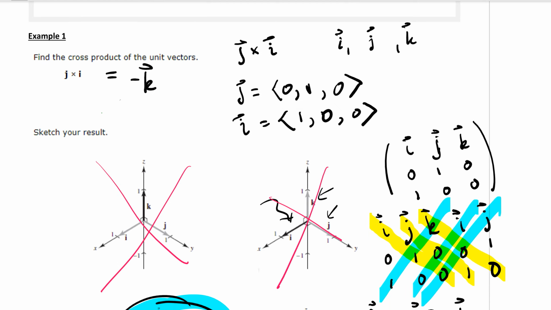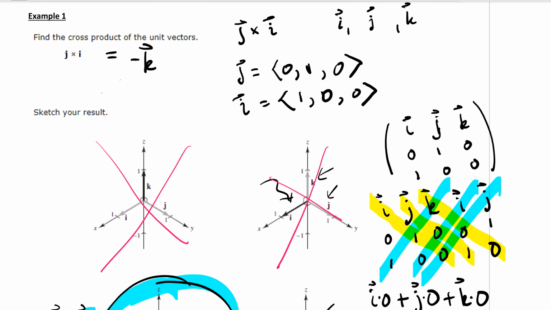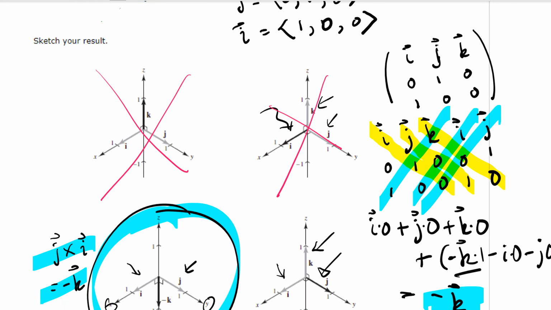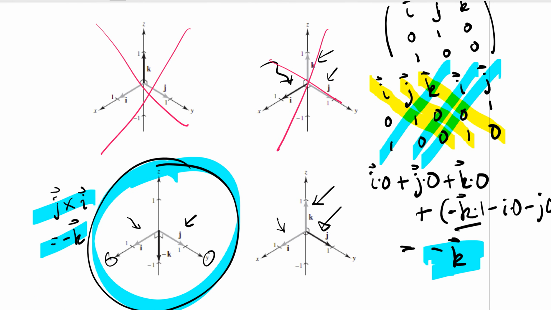In the previous part, we also did this example where we found that the cross product j cross i was negative k. And I just want to point out the orthogonality property surely holds there, because the cross product, negative k, is definitely orthogonal to both i and j.